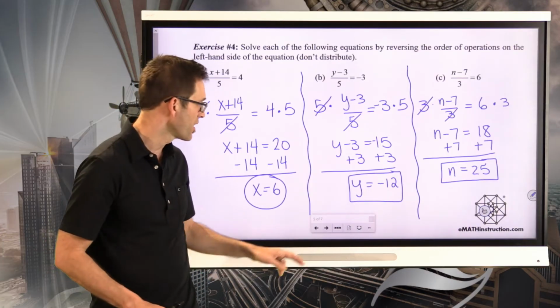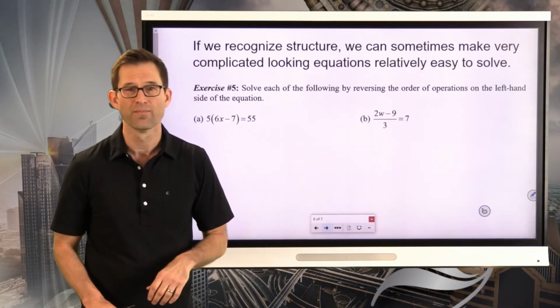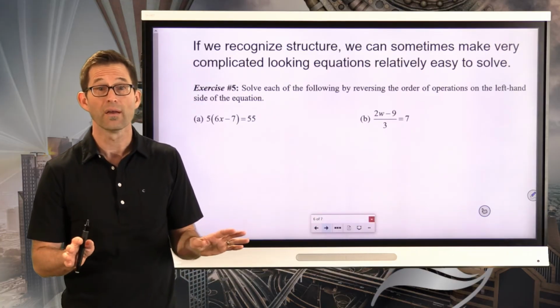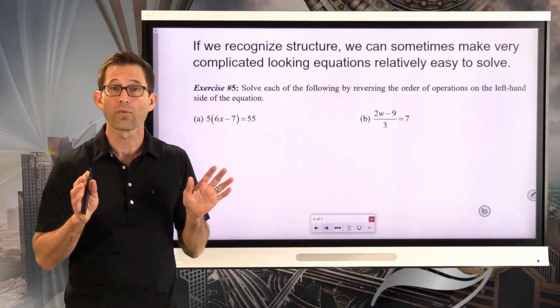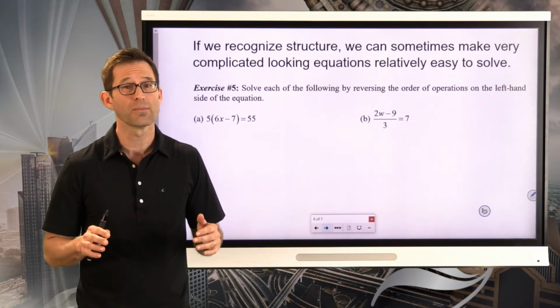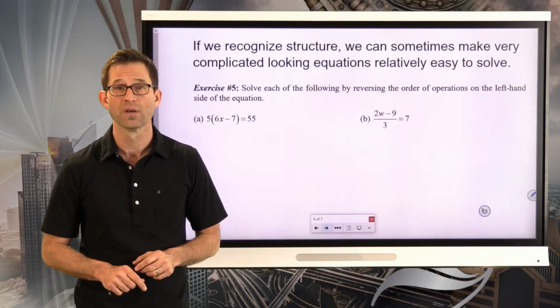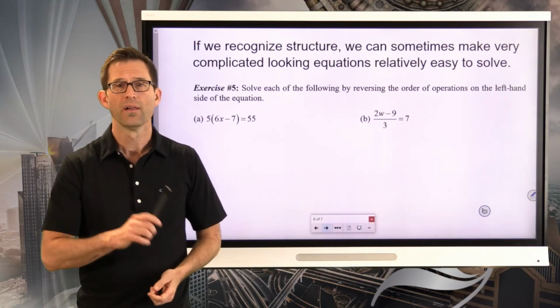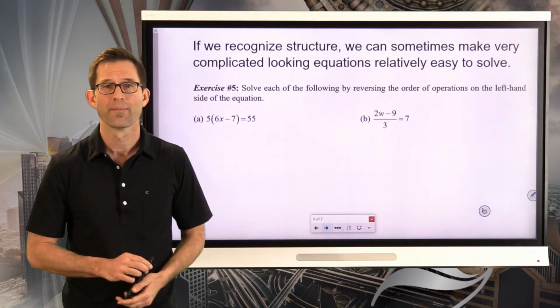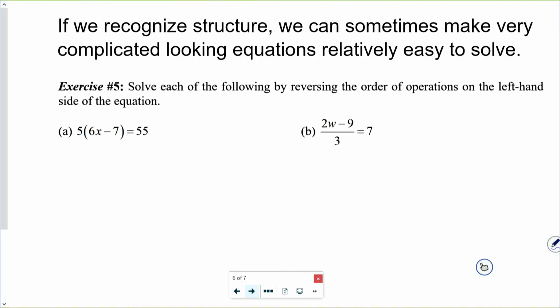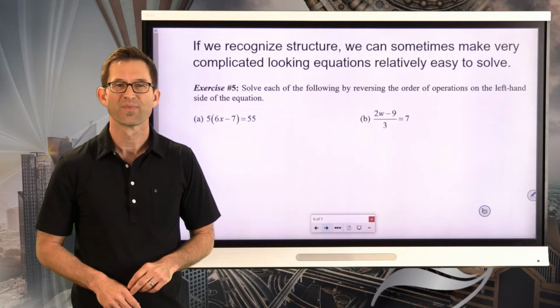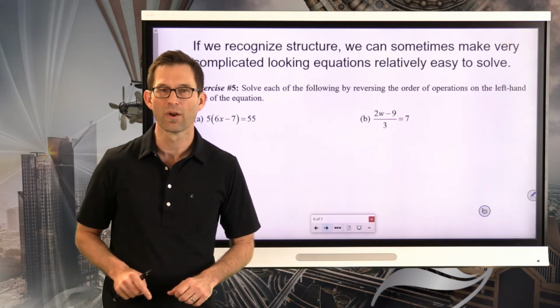Let's now look at a couple of equations to end the lesson that look pretty scary, right? In fact, though, if we can recognize the structure, we can sometimes make very complicated equations look relatively easy to solve. Let's take a look at exercise number 5. Solve each of the following by reversing the order of operations on the left-hand side of the equation. All right, let's do letter A together, have you do letter B on your own.